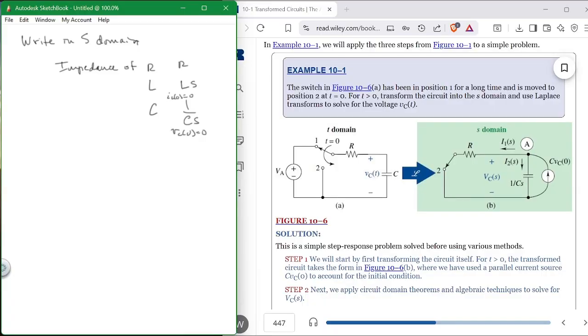What are we going to do? We're going to write our circuits in the S domain, and we're going to convert them back to the time domain. We'll get our answer, and it's the total answer.